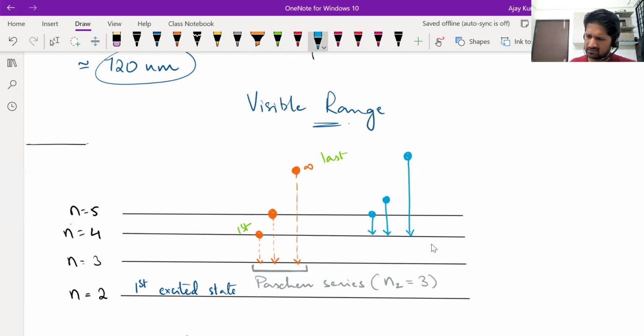Lyman, Balmer, Paschen. I think the next one is called Pfund series. No, Brackett and then Pfund. When the electron ends up in n equal to 4, call that the Brackett series.